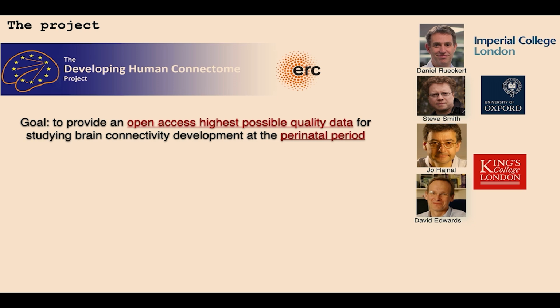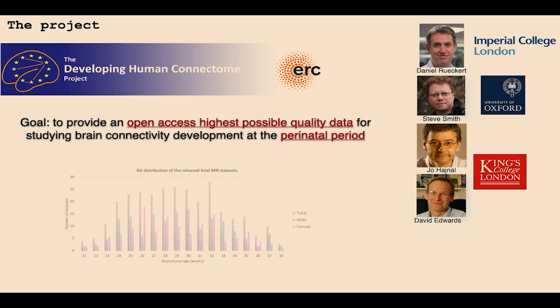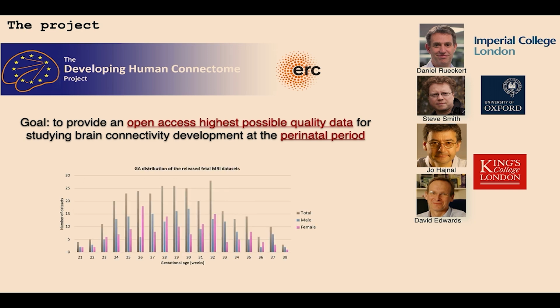It's actually not a related project and was funded by the European Research Council, and the grant was awarded to three British institutions: Imperial College, University of Oxford and King's College London. The goal of this project globally was to provide open access and the highest possible quality data for studying brain connectivity development in the perinatal period. We had a few releases, and recently in December we finally released our fetal dataset, which I'm going to talk about, spanning the period between 21 and 38 weeks in utero.